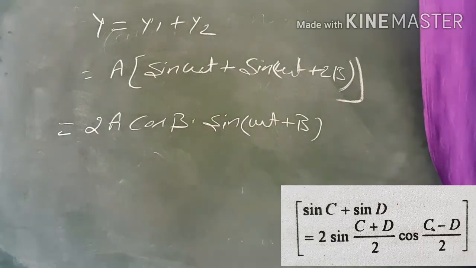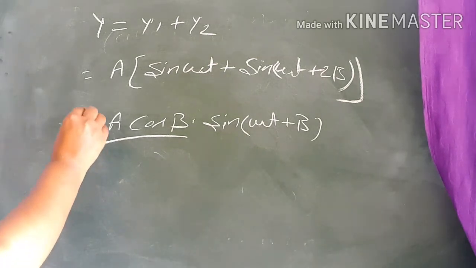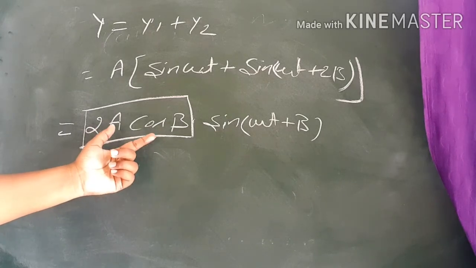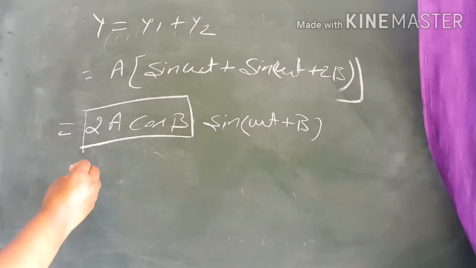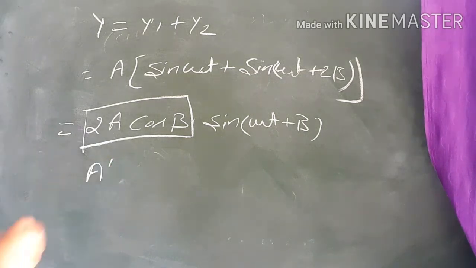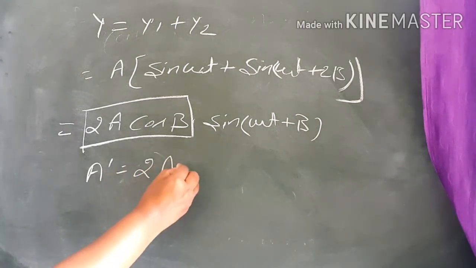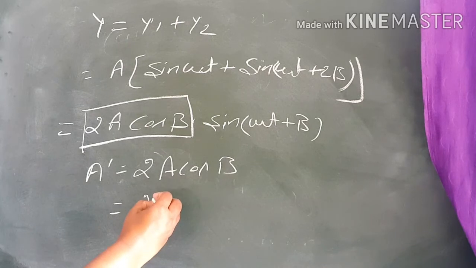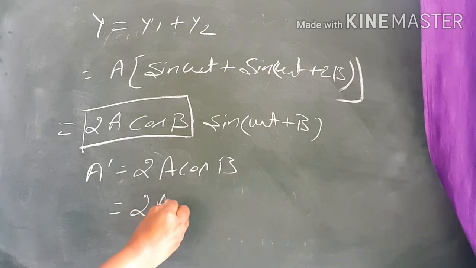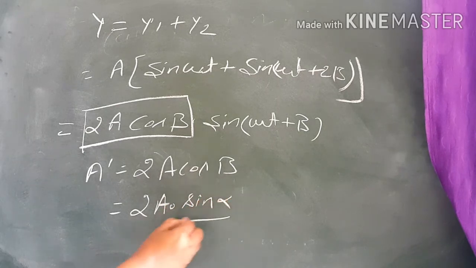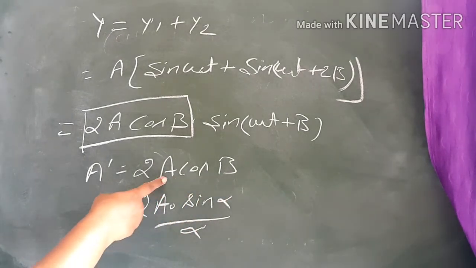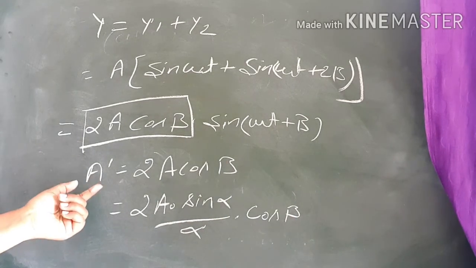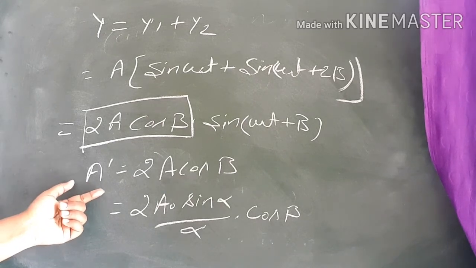This is the moving part and this is the constant part. So this is the amplitude of the resultant wave vector. Suppose this is A dash. A dash is equal to 2A cos beta, and we know A is A naught sine alpha by alpha. This is the value of A into cos beta. This is the resultant, effective amplitude in case of double slit.